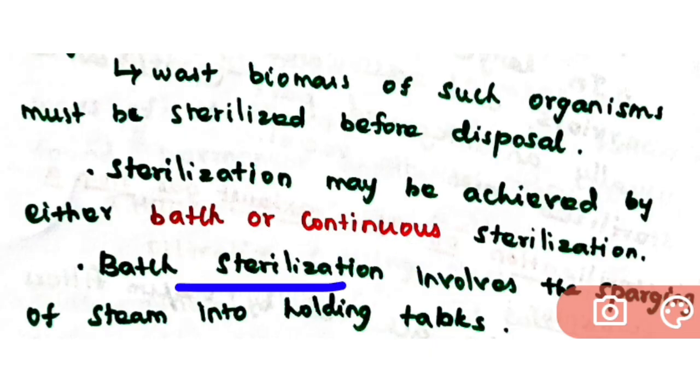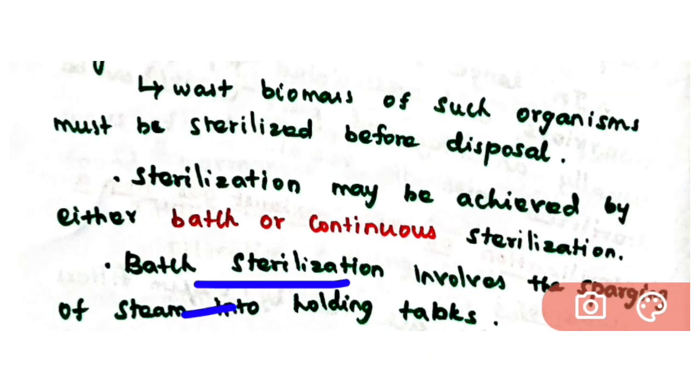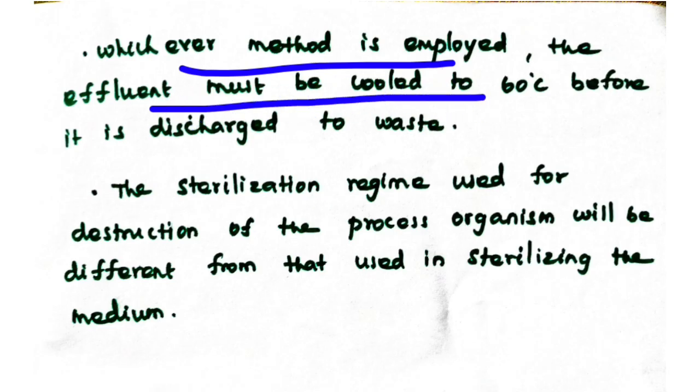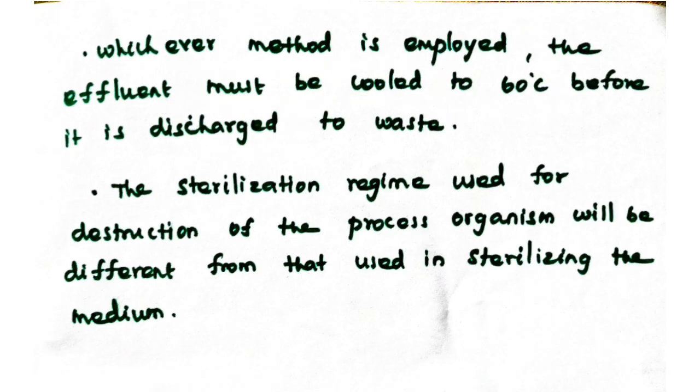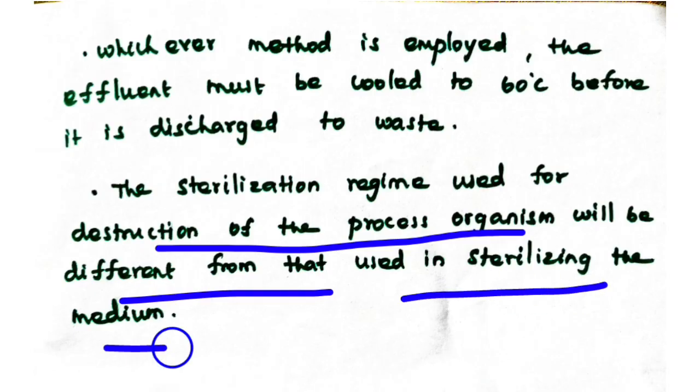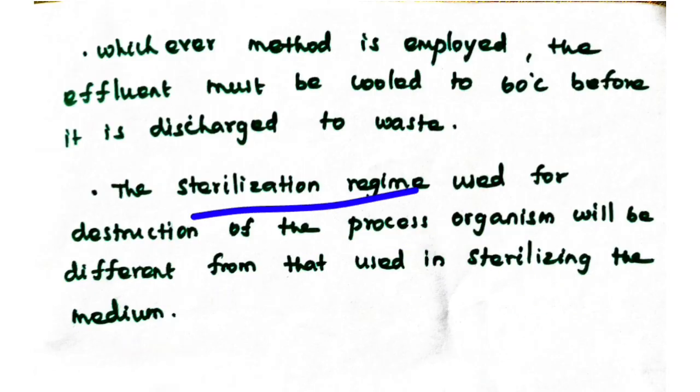Batch sterilization involves sparging steam into the holding tank. Whichever method you are using to sterilize your waste effluent, the effluent must be cooled to 60 degrees centigrade before it is discharged to waste. The sterilization regime used for destruction of processed organisms will be different from that used in sterilizing the medium. So the sterilization conditions are different for processed organisms and for your medium. In the upcoming videos we will see in detail about batch sterilization, continuous sterilization and kinetics of sterilization.